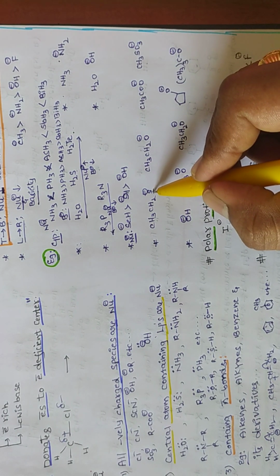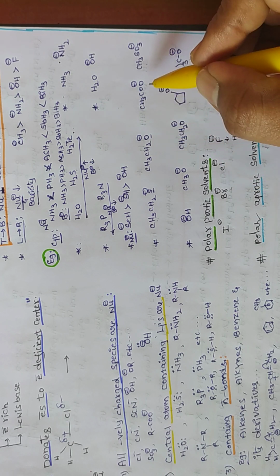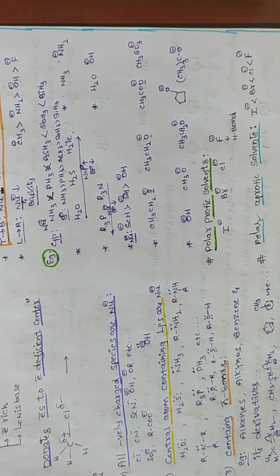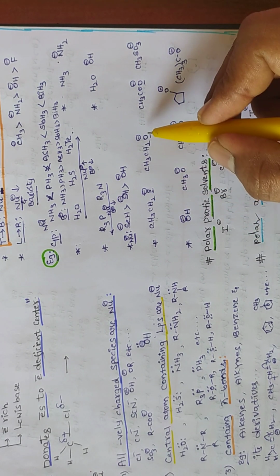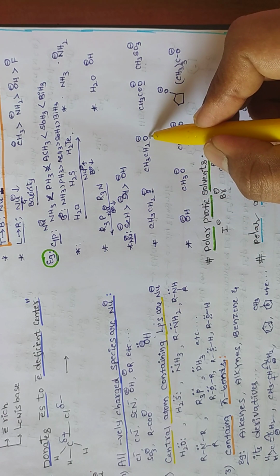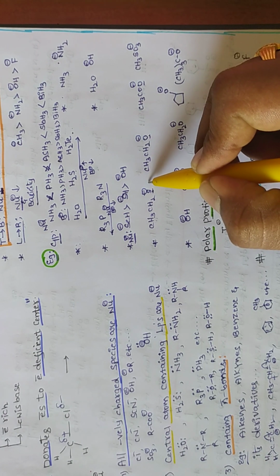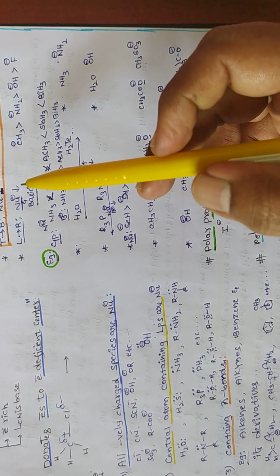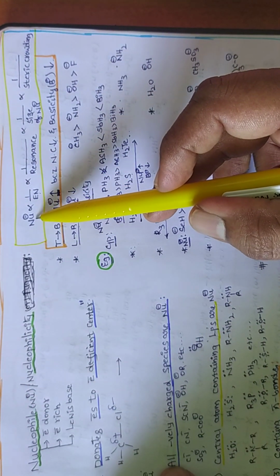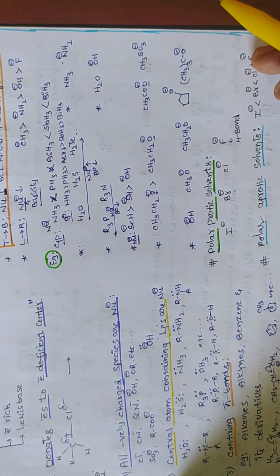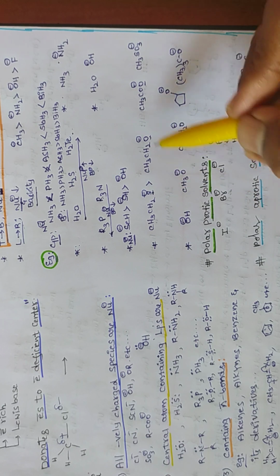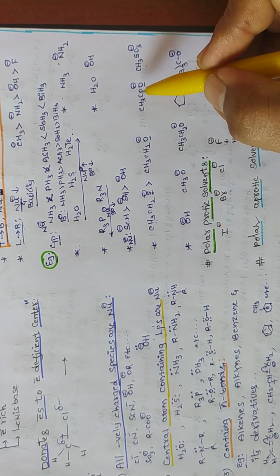Here sulfur is the donor atom, oxygen is the donor atom. Here also oxygen is the donor atom. Here oxygen is the donor atom. Now compared to sulfur and oxygen, sulfur is the least electronegative compared to oxygen. So the lower the electronegativity, the more the nucleophilicity. So therefore this has more nucleophilicity than this. Next, compare this and this.